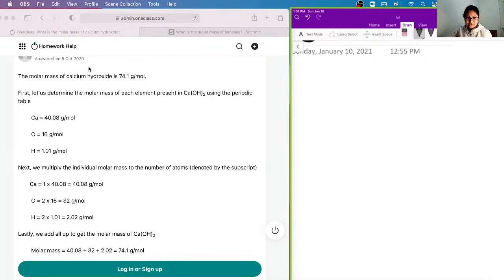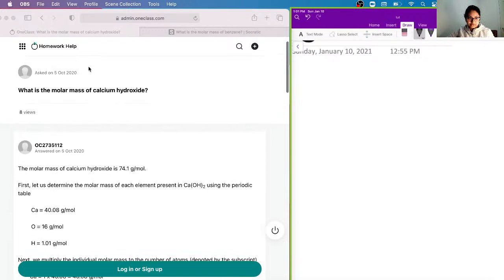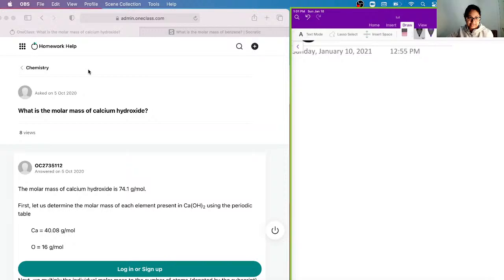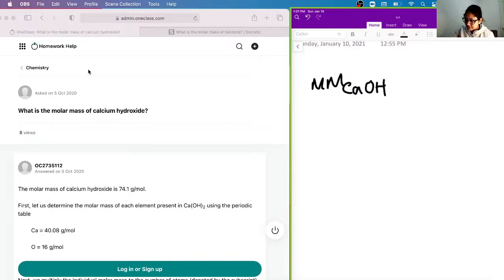And other than that, we'll get started. The first question for today says, what is the molar mass of calcium hydroxide? So we're trying to find the molar mass, or the molecular weight, for calcium hydroxide. One of the crucial steps to find the molar mass is to know the chemical formula of that compound.